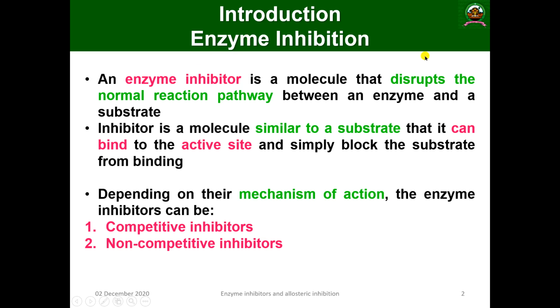Before we discuss the details about enzymatic reactions and their inhibition, we should know what we mean by enzyme inhibition. What do you mean by enzyme inhibition, and what is an enzyme inhibitor? An inhibitor, or enzyme inhibitor, is a molecule that disrupts the normal reaction pathway between an enzyme and the substrate. In the previous class we saw that the substrate very specifically binds to the pocket of the enzyme. That particular pocket is known as what? The active site.